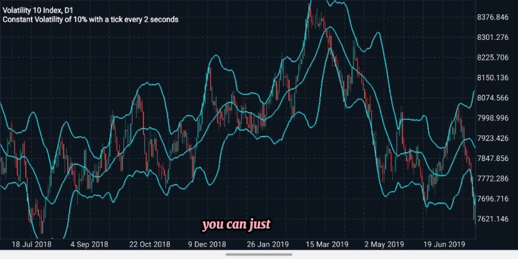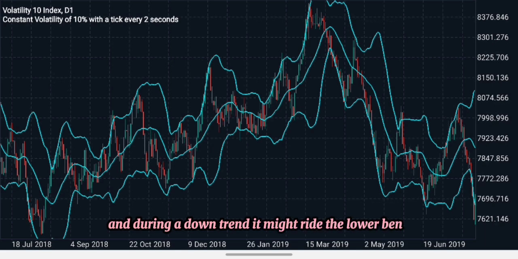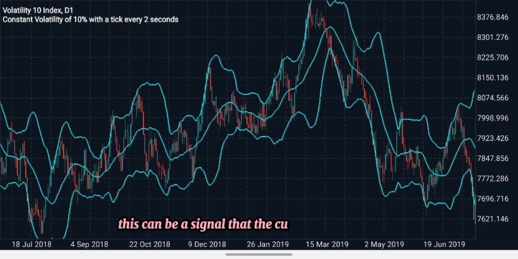You can just use this because there is what we call the squeeze. And then we move on to the third one, which is riding the bands. In a strong uptrend, price might ride the upper band, and during a downtrend it might ride the lower band. This can be a signal that the current trend is strong and might continue.